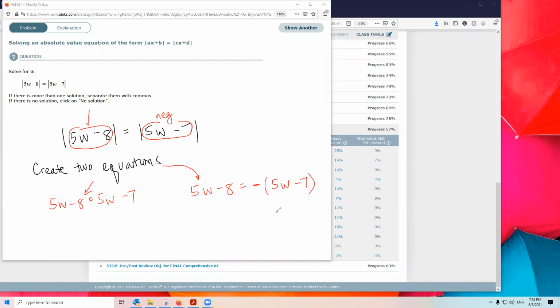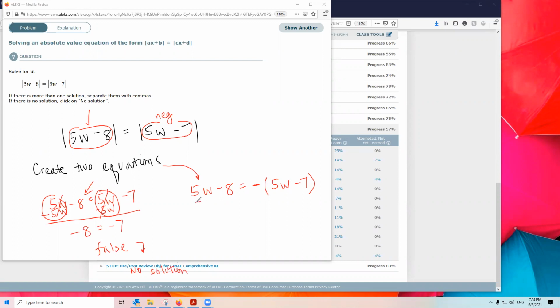All right, now I'm going to solve both of these equations. Let me subtract 5w from both sides here. That cancels out, but that also cancels out. I'm ending up with -8 equals -7. That's a false equation. So really, this equation leads to no solution.